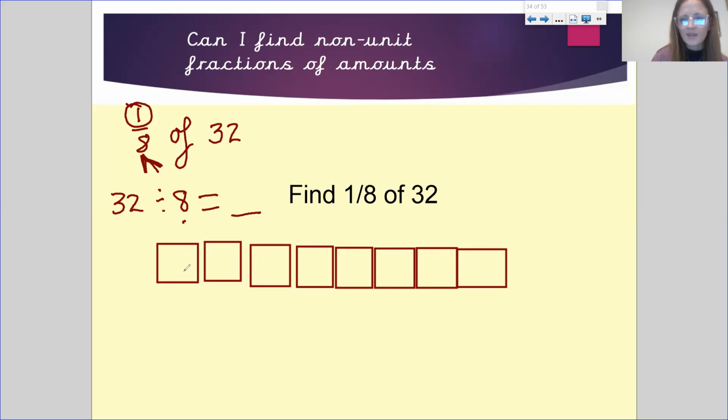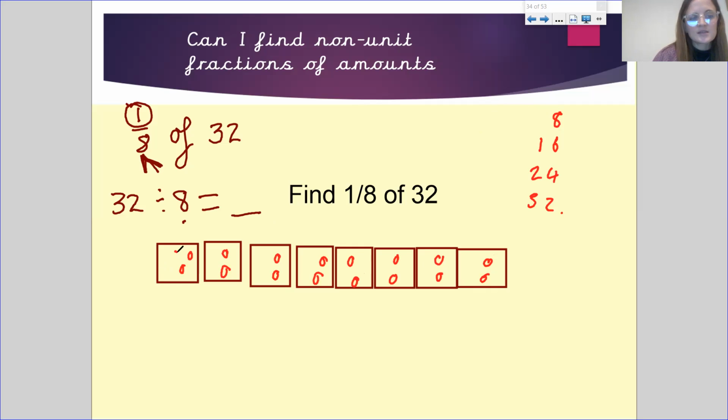So if you know your times tables, this will help. So you could go 8, 16, 24, 32. If you're not sure how to do that, you can draw your 8 groups, and we can just draw them like this: 1, 2, 3, up to 32. It does take a bit longer, so it is more useful if you remember your times tables, because we can see that actually 8 times 4 will give me 32.